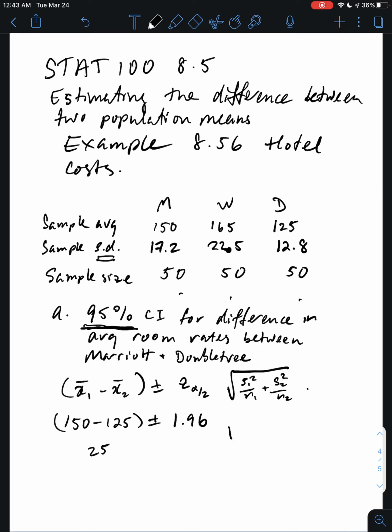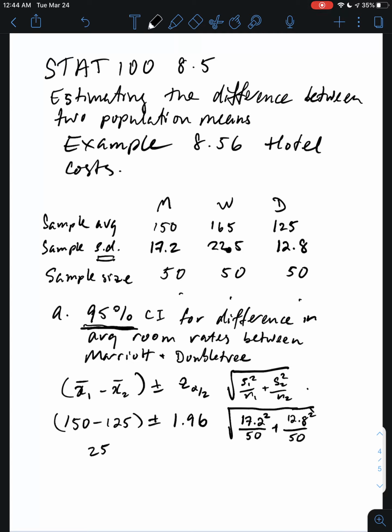Last part, we fill in all these blanks for the standard error. Standard deviation is 17.2. We have to square that to get the variance. We divide by the sample size, which is 50. And over here, the standard deviation is 12.8. We square that to get the variance, and we divide by 50.